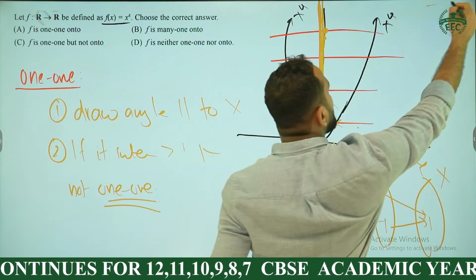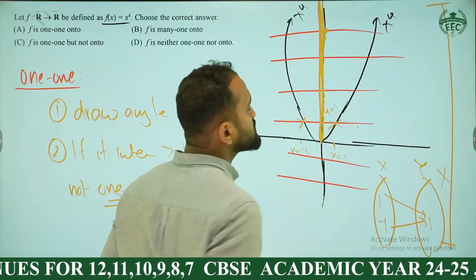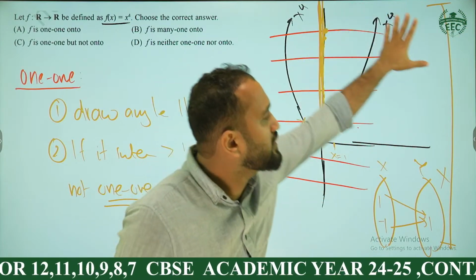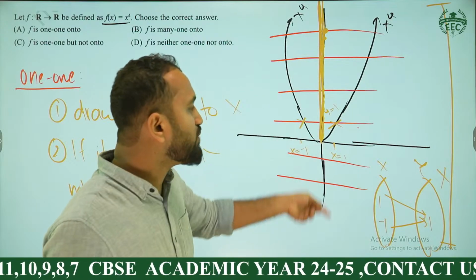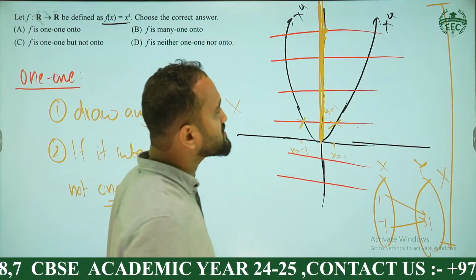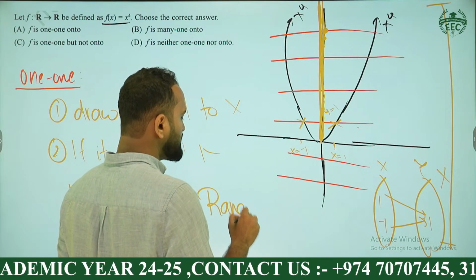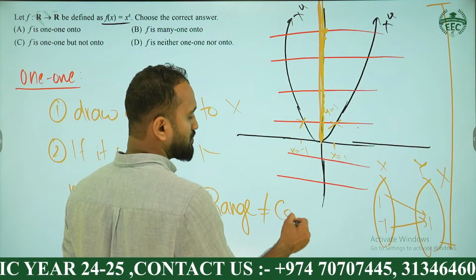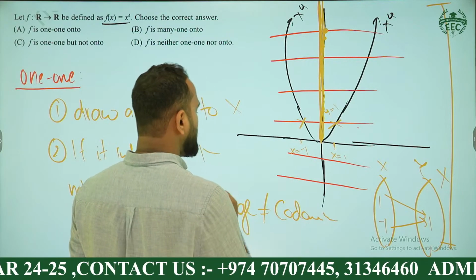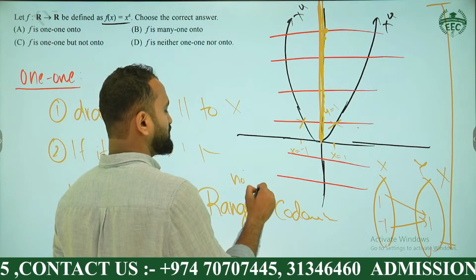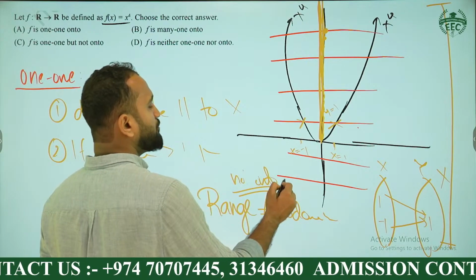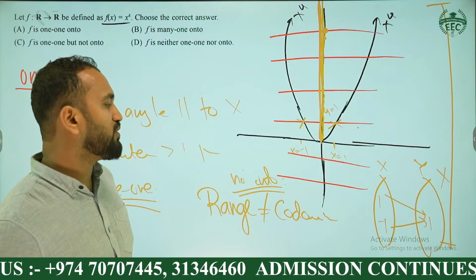But the codomain will be the entire real numbers, so they are not equal. You will never get negative y values here, negative range here. So which means that range and codomain are not equal here, which means the function is not onto. This is a graphical method of explaining whether it is 1, 1 or onto.